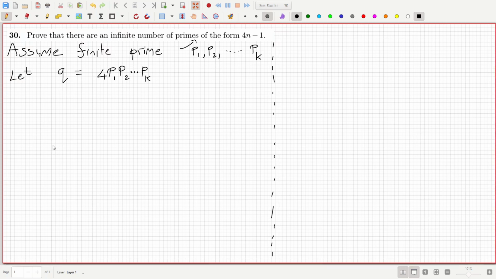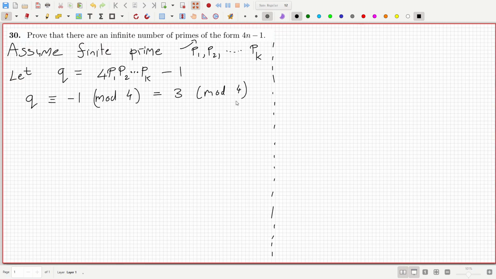Okay, so the proof here is going to be pretty similar to the last question, at least I think so. We'll start off by assuming there are a finite number of primes of that form, and we'll let q equal 4 times the product of those primes minus 1. So q would be congruent to minus 1 mod 4, which is the same thing as 3 mod 4.